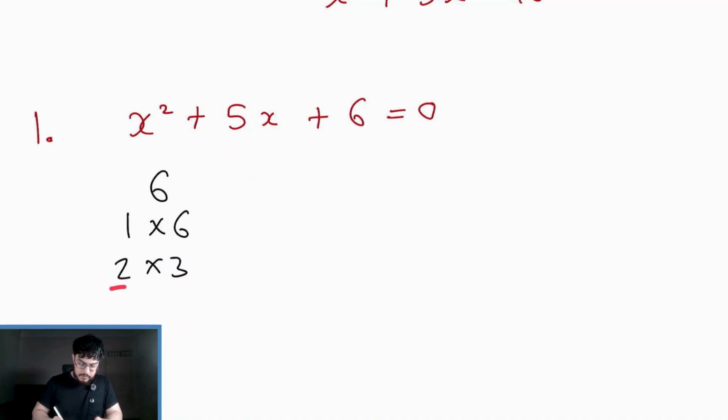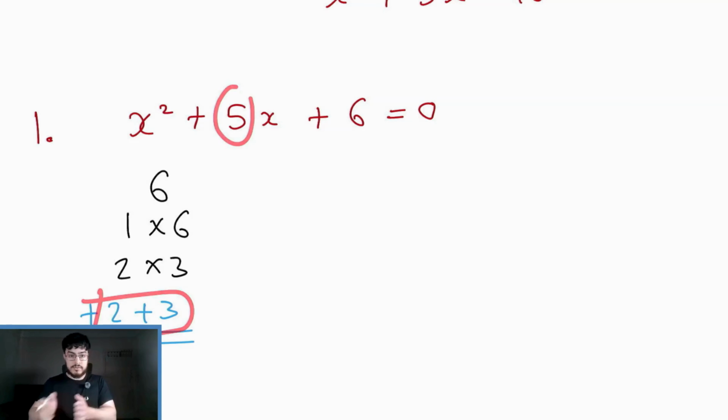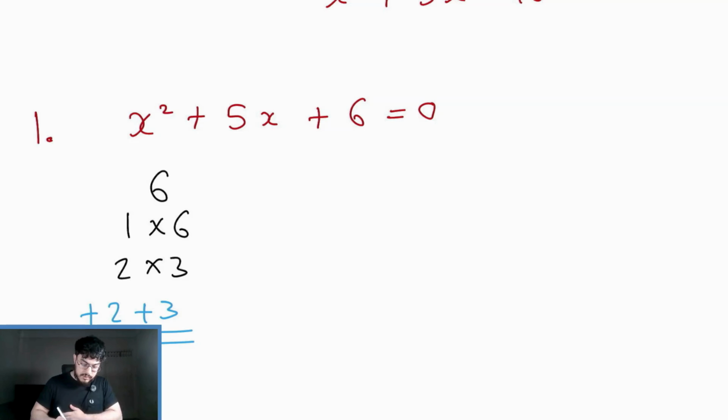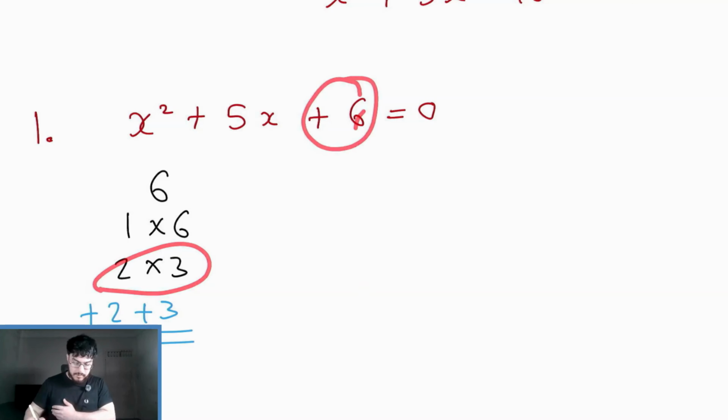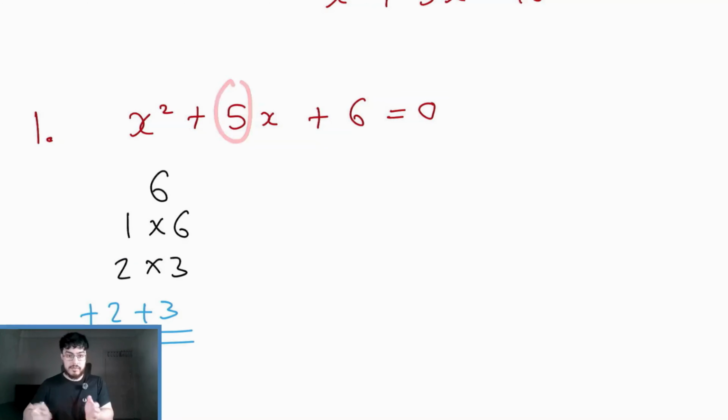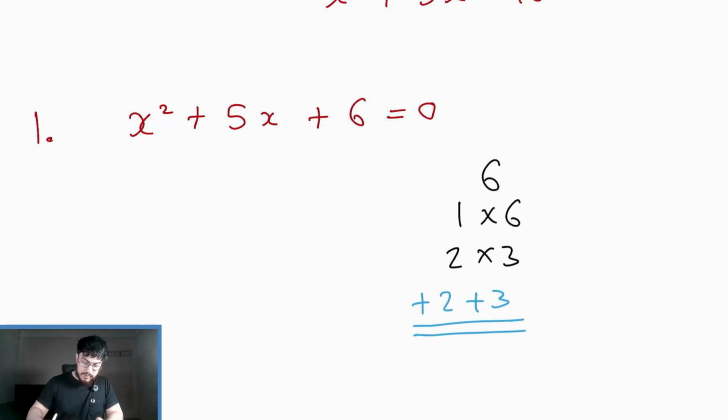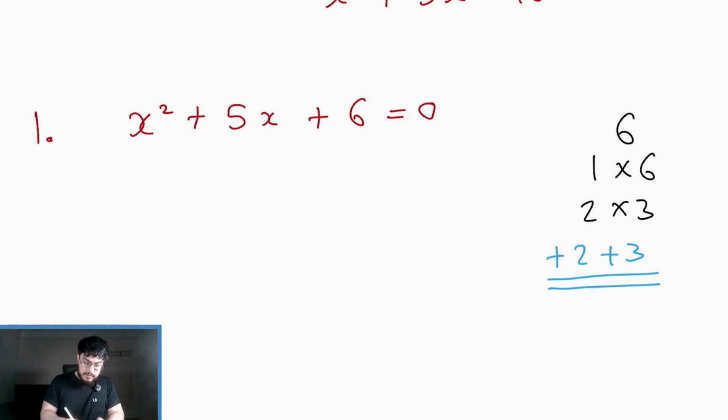And we can see 2 and 3, if we take them to the side and say plus 2 and plus 3, these two are going to add together to make 5 because 2 plus 3 is 5, sorry, and also 2 times 3 is 6. And so both our conditions have been met. Two numbers that multiply to make your end number but add together to make the middle number in front of your x.